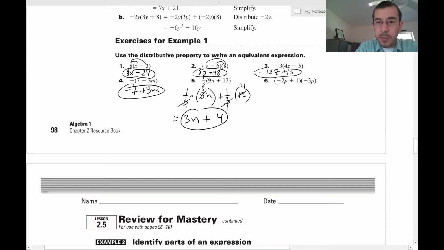Number 6, we're multiplying minus 2p with minus 3p. Minus times minus is plus. 2 times 3 is 6. P times p is p squared. And then we're multiplying plus 1 with minus 3p. The product is negative. 3 times 1 is 3, and then the p.